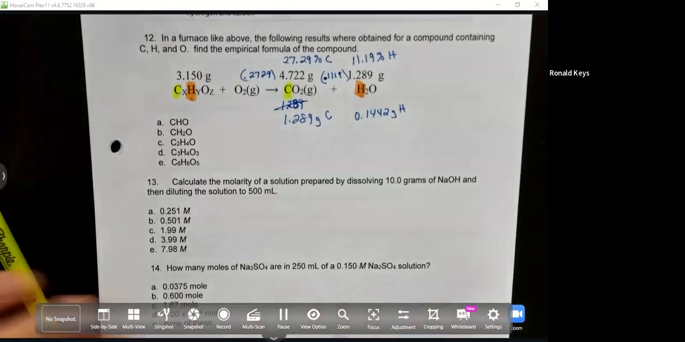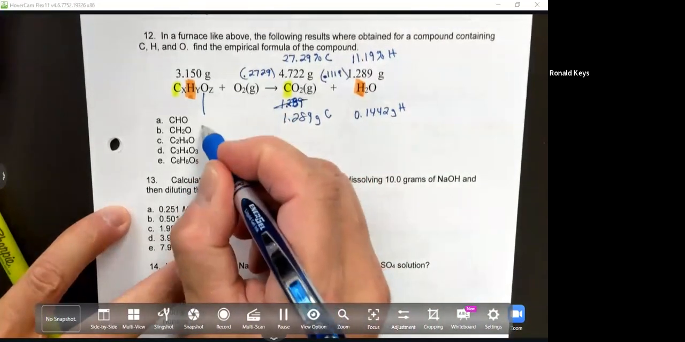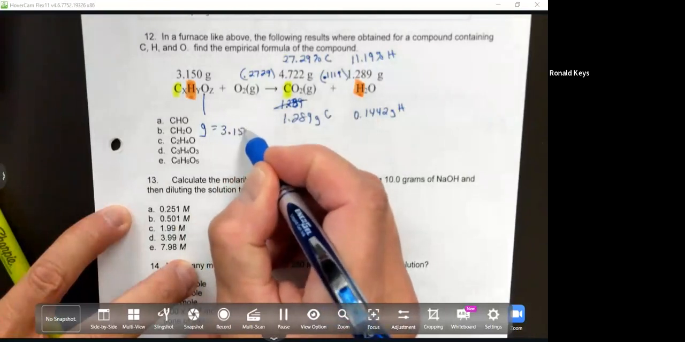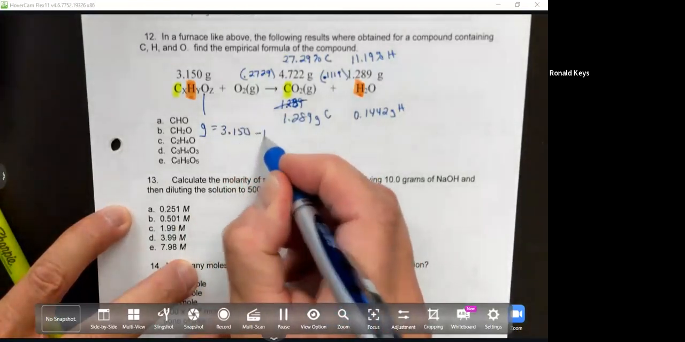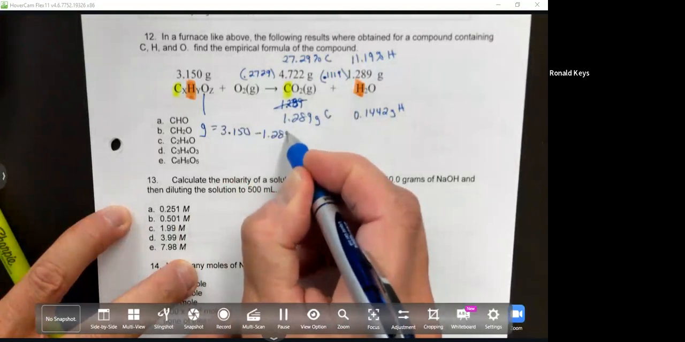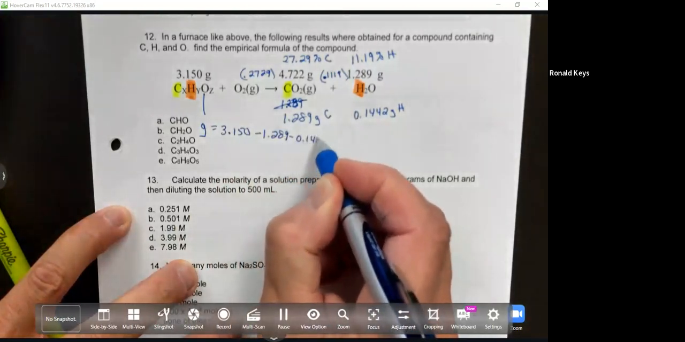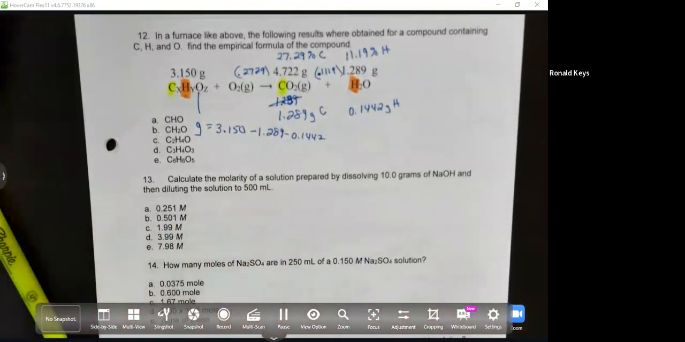Now, for my grams of oxygen, that is going to equal 3.150 minus 1.289 minus 0.1442.